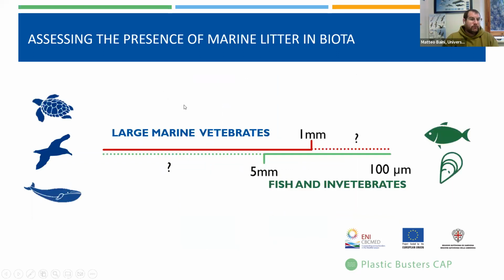Okay, first of all, we have to differentiate based on the size of the litter. Usually in large marine vertebrates, the species that I'm going to show you, we investigate litter larger than 1 millimeter. On the other hand, in fish and invertebrates, usually we focus on, and we will explain how, litter between 5 millimeters and 100 microns.